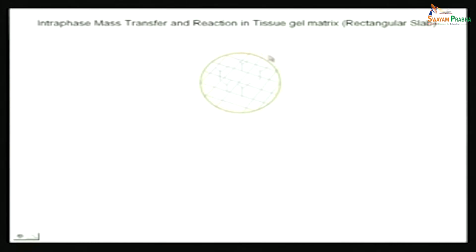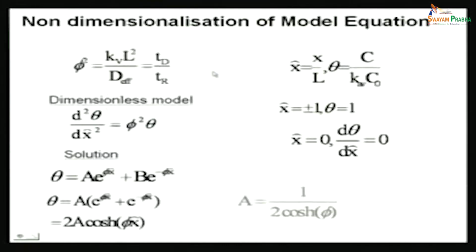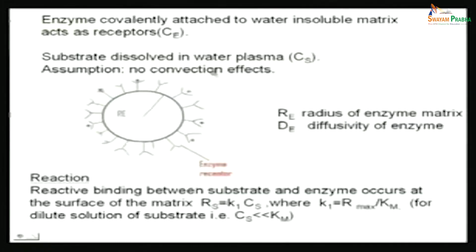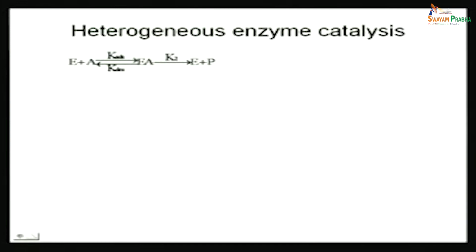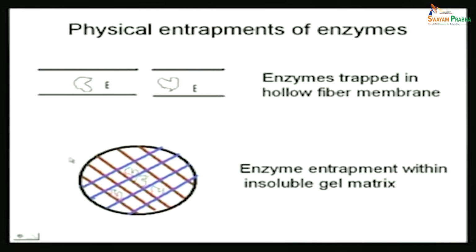Take exactly the same thing, but there's a typo over here. This is not a rectangular slab. So I want you to do this in a sphere. This is that example we had much before, the picture I showed you, where the enzymes are trapped here. When you take enzymatic capsules, they are these spherical bead-like things, and the enzymes are entrapped. So this is a very physical, very practical example.